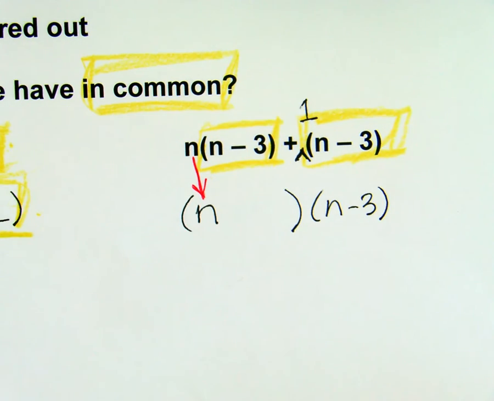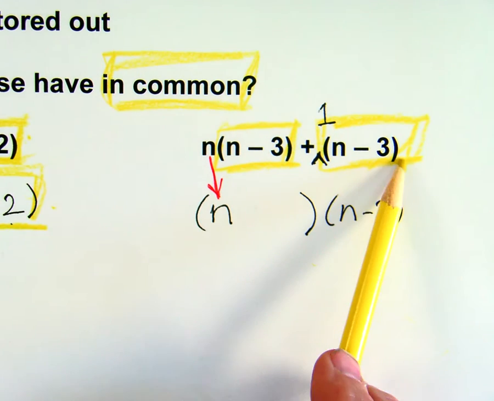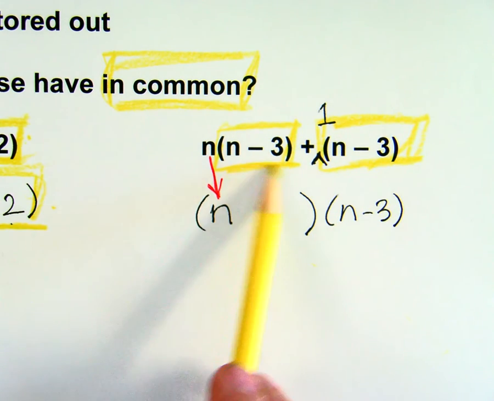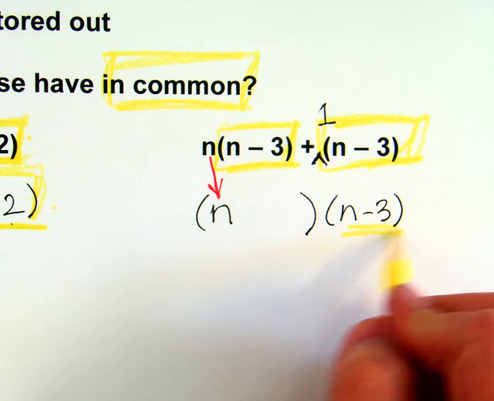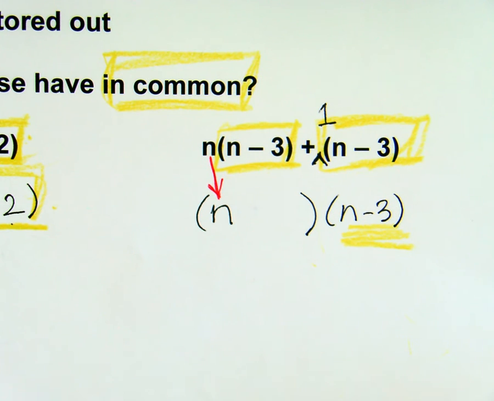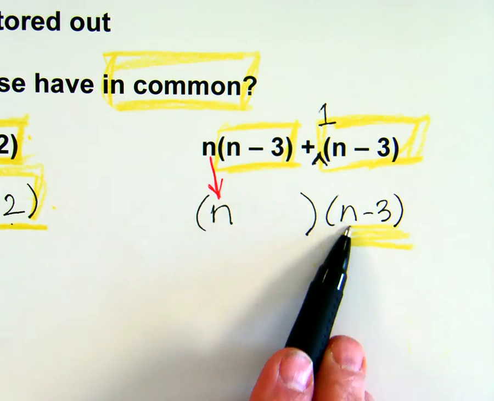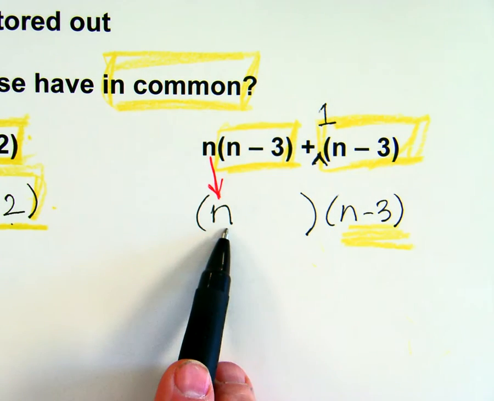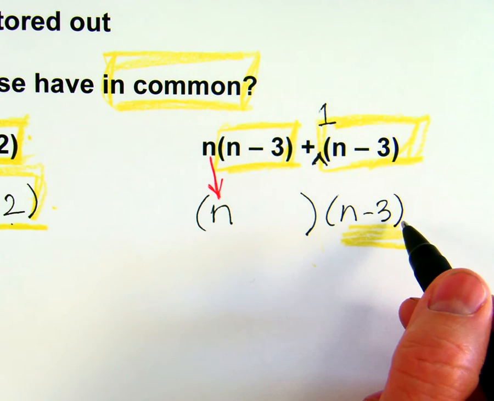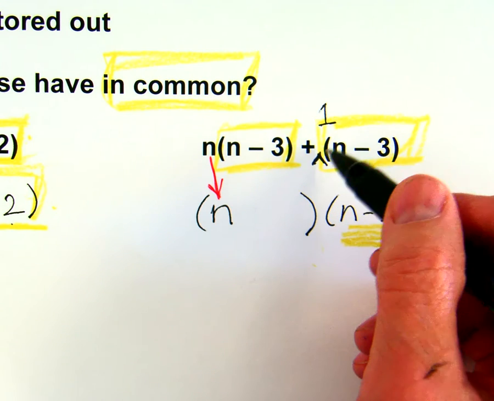First off, we're noticing what these two have in common. They have in common n minus 3, so we'll take that out on its own, n minus 3. We look at what remains, the factors that remain. Here, after we take n minus 3 out of the first portion, the remaining factor is n. When we take it out of the second, there's nothing remaining.